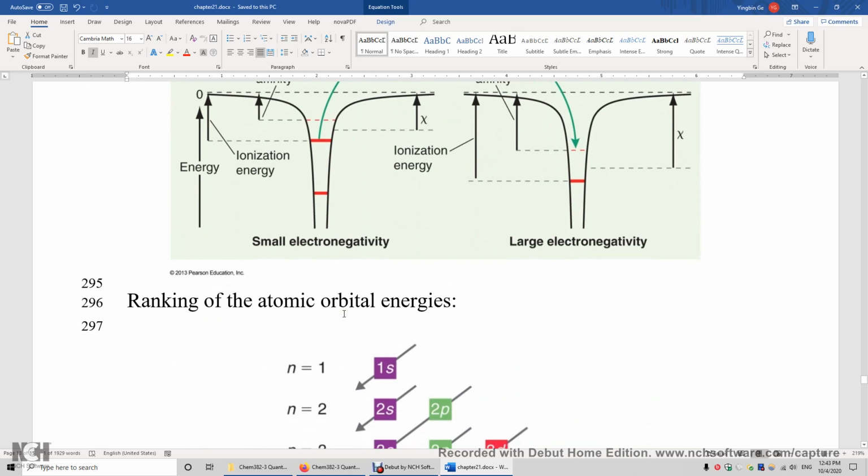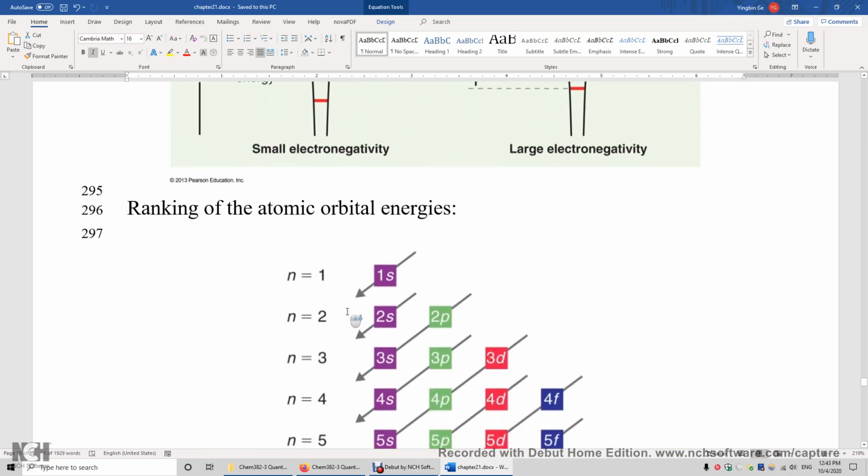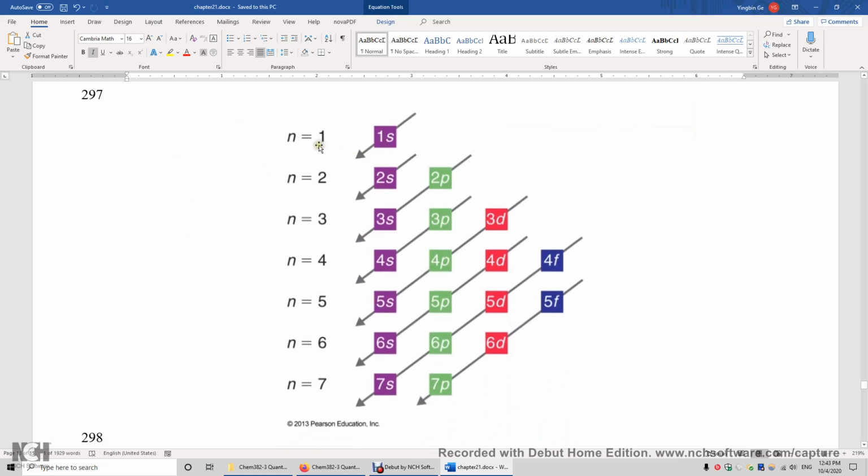Finally, let's look at the energy ranking of the atomic orbitals. You just need to write out n equals 1, n equals 2, n equals 3, n equals 4, n equals 5, etc. And then you draw arrows at a 45 degree angle to the horizontal line. So there are arrows, and then you follow these arrows to fill in the atomic orbitals.